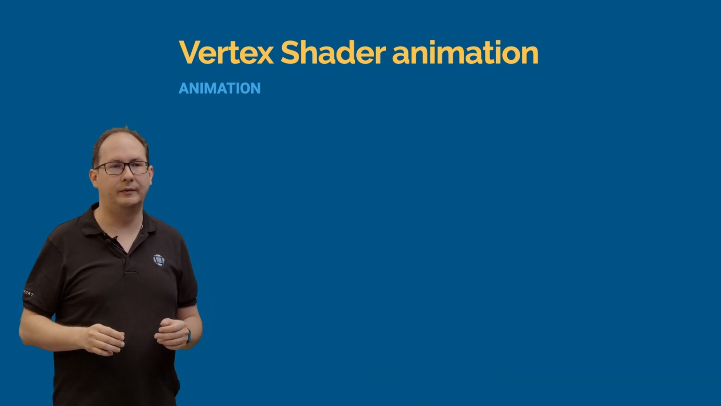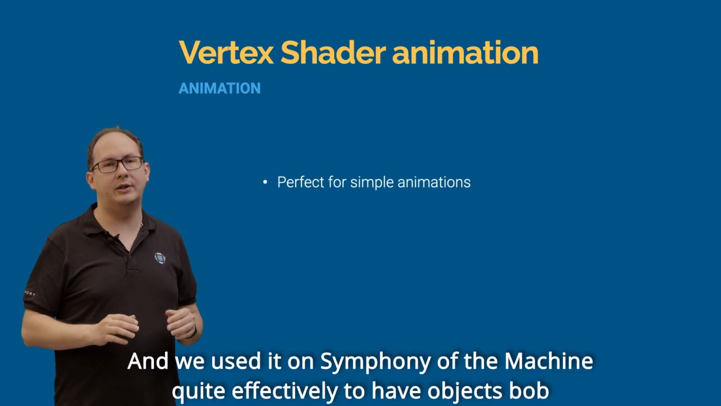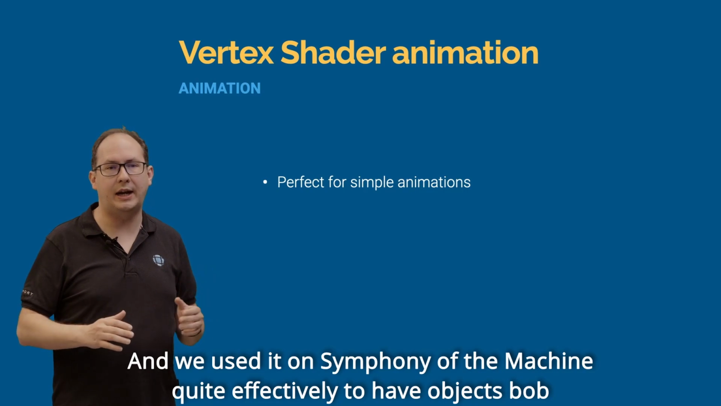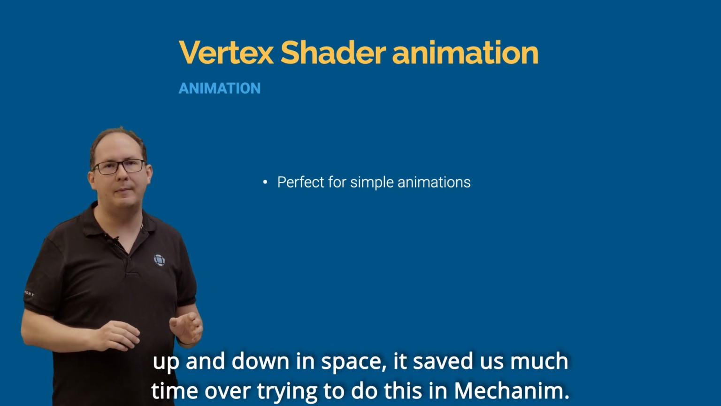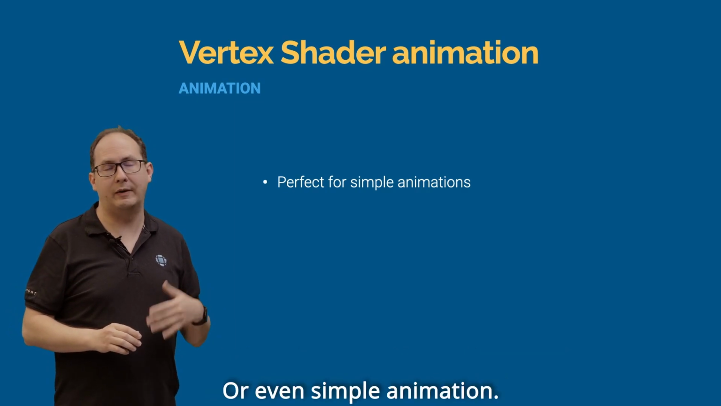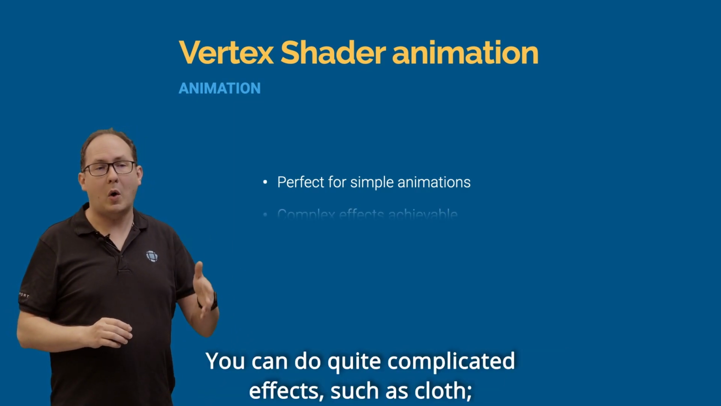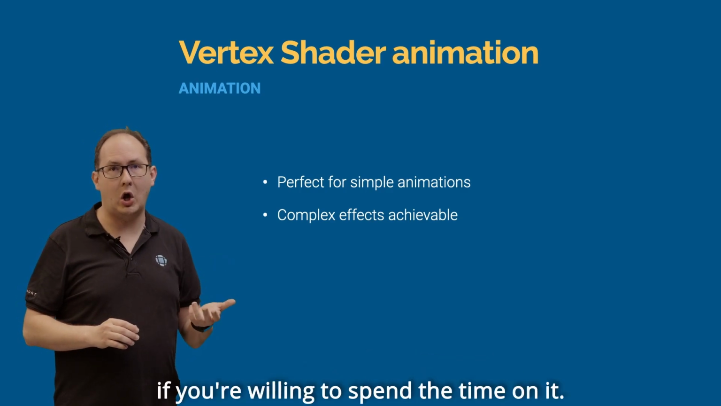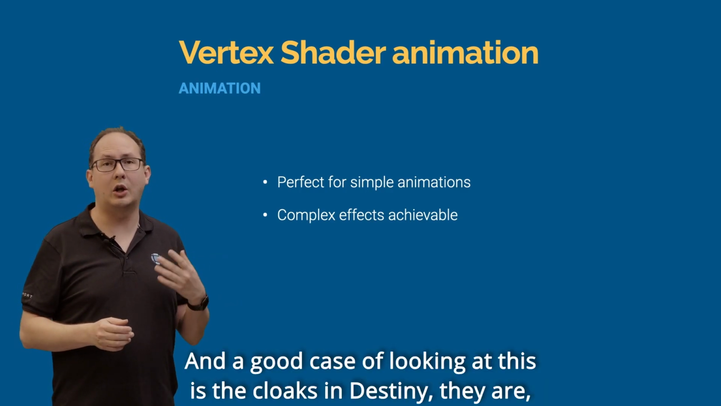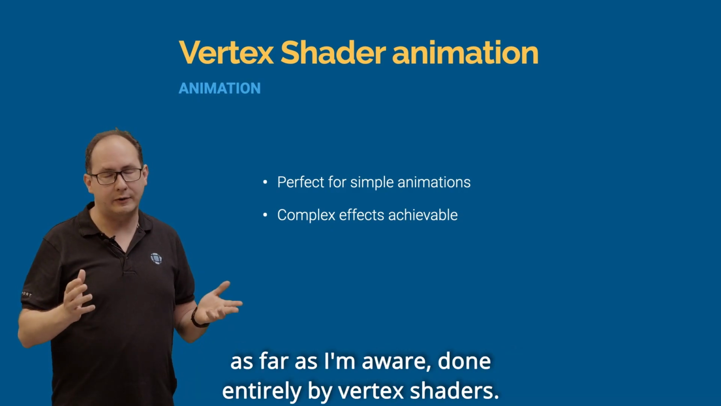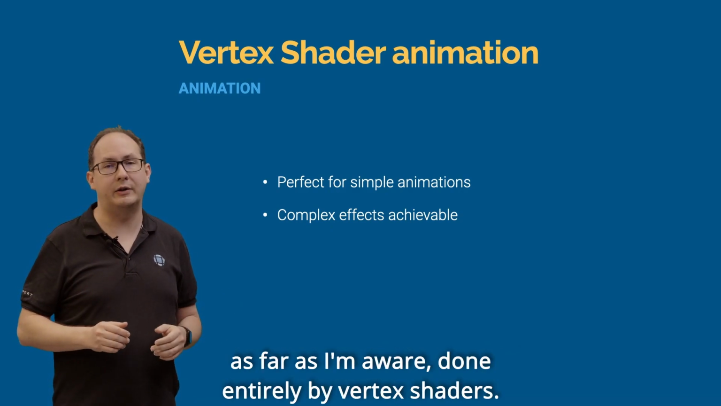It's a great option. It's perfect for simple animations, and we used it on Symphony of the Machine quite effectively to have objects bob up and down in space. Saved us much time over trying to do this in Mechanim, or even simple animation. You can do quite complicated effects such as cloth if you're willing to spend the time on it. And a good case of looking at this is the cloaks in Destiny. They are, as far as I'm aware, done entirely by Vertex Shaders.